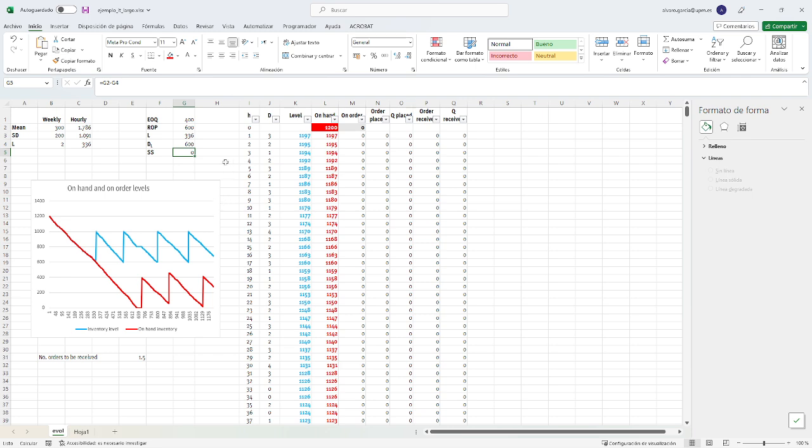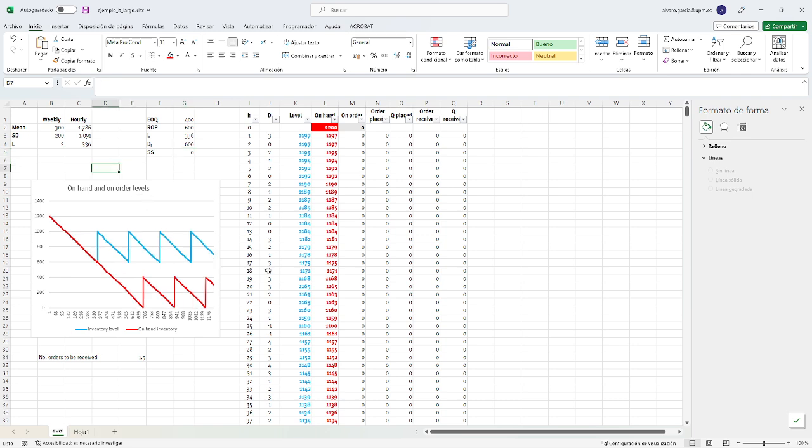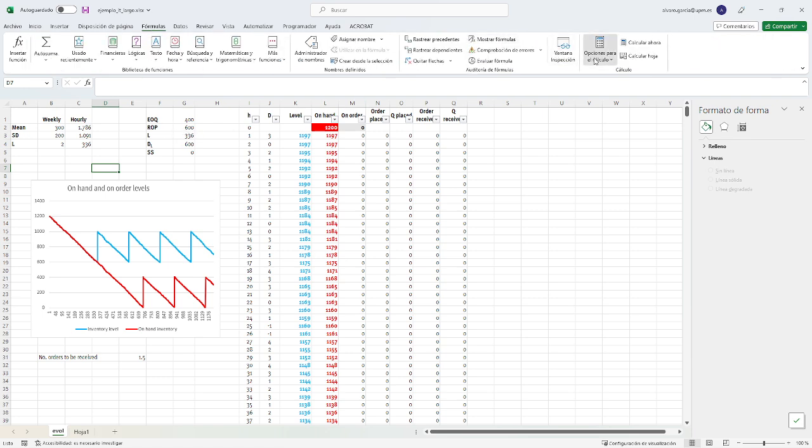By the way, this changes because the random values change everything whenever I change anything in a cell. I'm going to set the update to manual so that it doesn't change and we can see these numbers for the rest of the explanation.